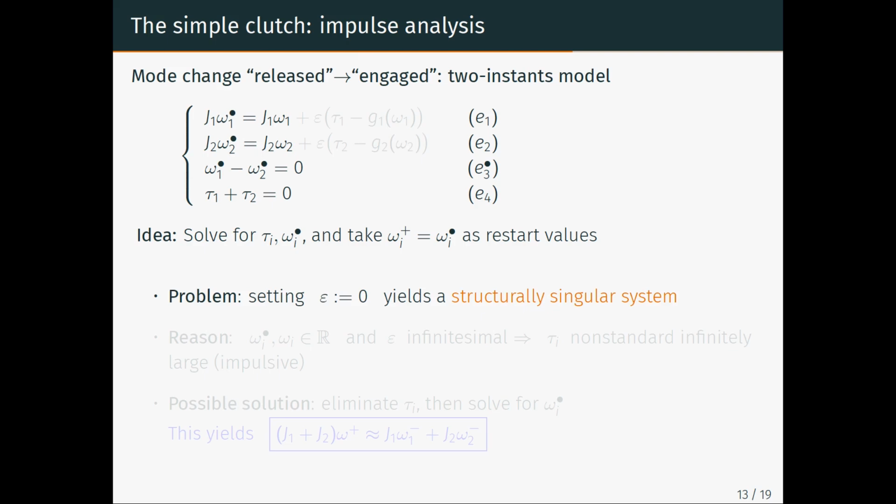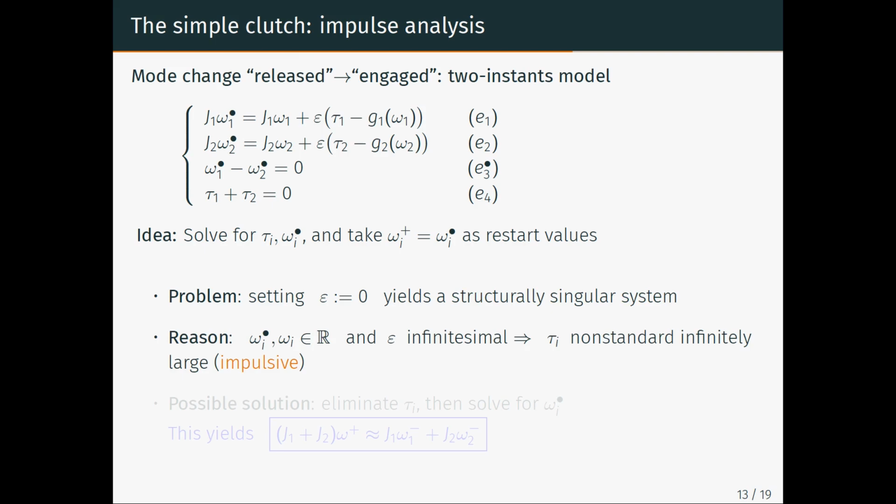However, if epsilon is set to 0, the system is actually structurally singular. The first three equations only involve the velocities, and the last equation only involves the torques. So let us come back to the original system and investigate further. The angular velocities are standard real numbers, and they will be divided by epsilon to get the values of the torques, so that the torques are infinitely large non-standard reals. This impulsive behavior is actually consistent with physical intuition, but it is inferred without any such reasoning.